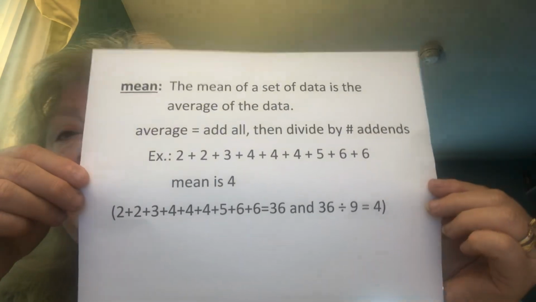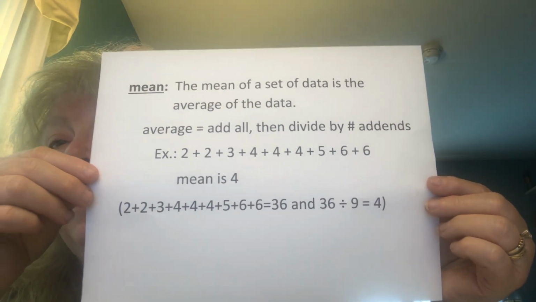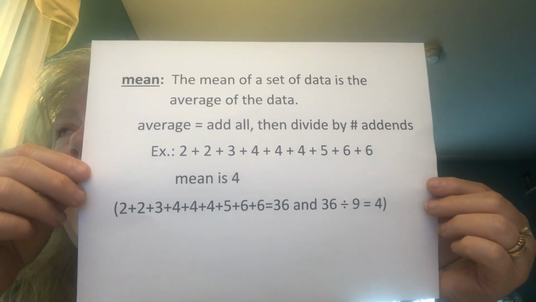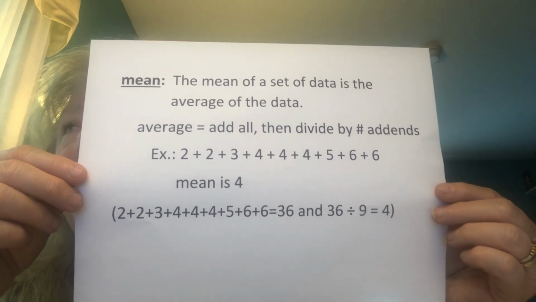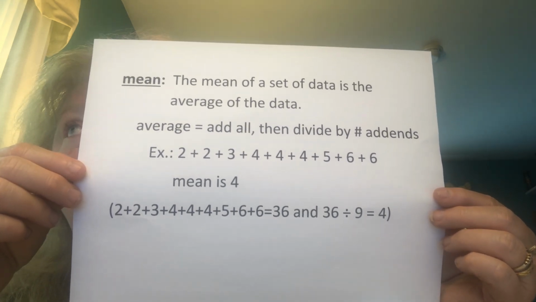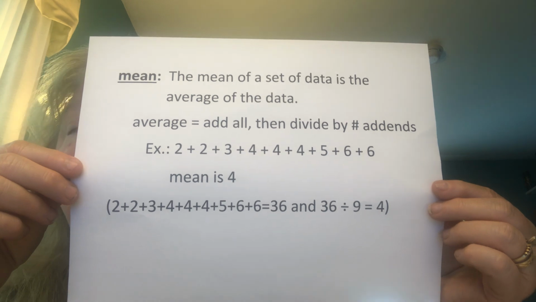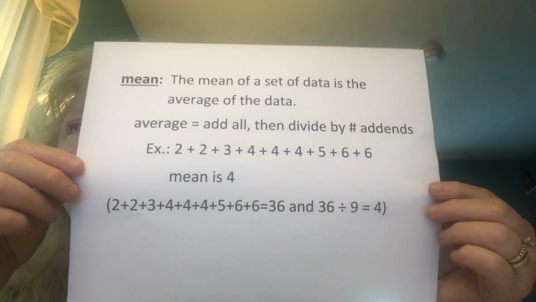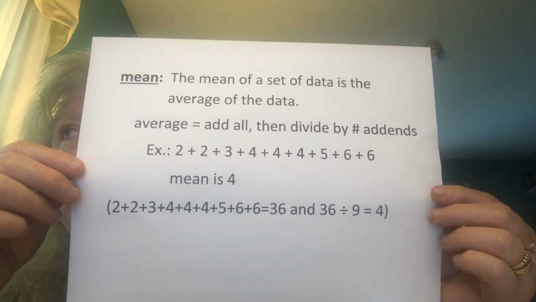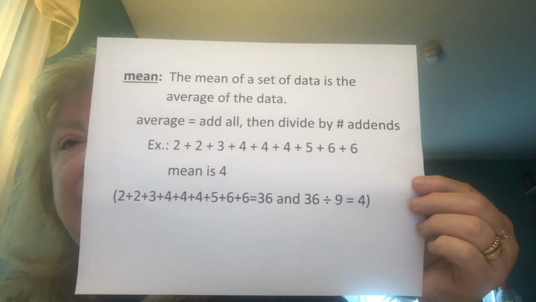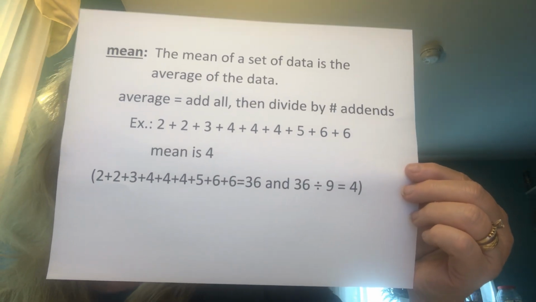And then finally, the mean. The mean is the average. So you take all the values, you add them together, you count how many items there are, and then you divide your sum, your total, by the number of values in the set. And that will give you your mean.